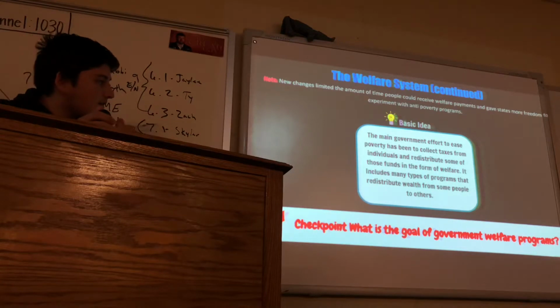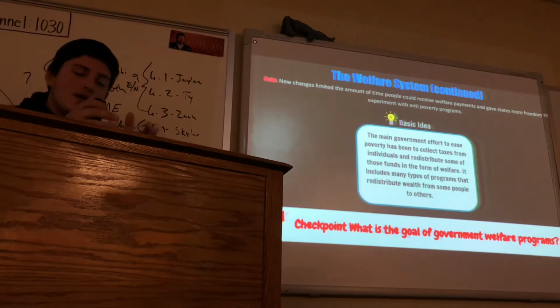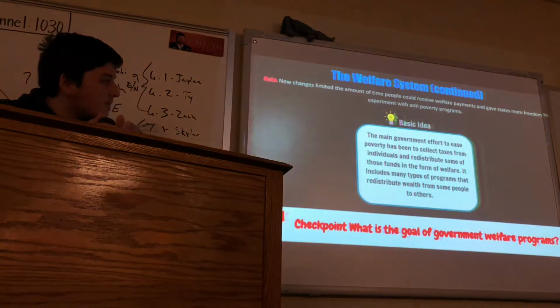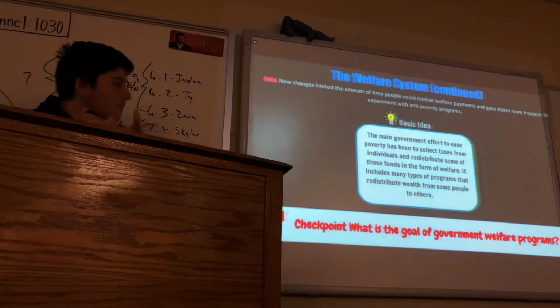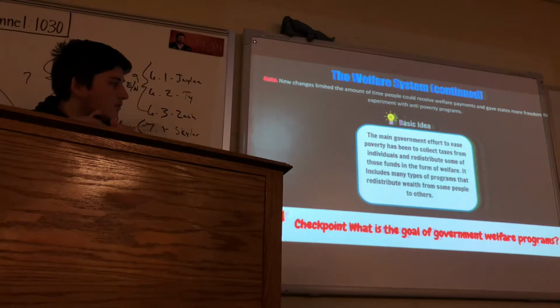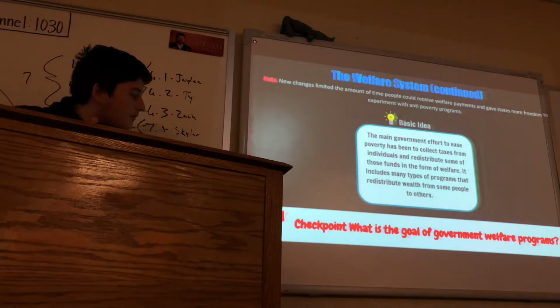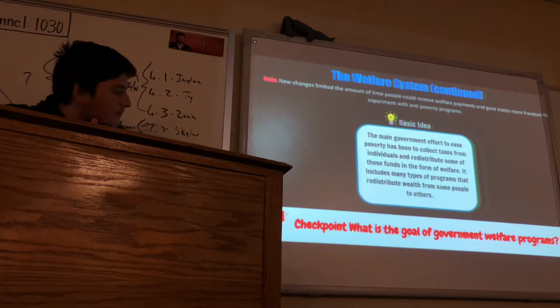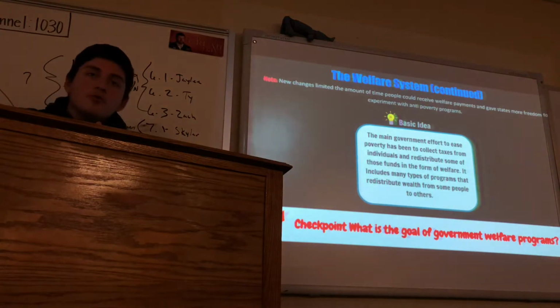The basic idea is that the main government wants to ease poverty by collecting taxes from individuals and redistributing some of those funds in the form of welfare. It includes many types of programs that redistribute wealth from some people to others. And checkpoint: what is the goal of government welfare programs?